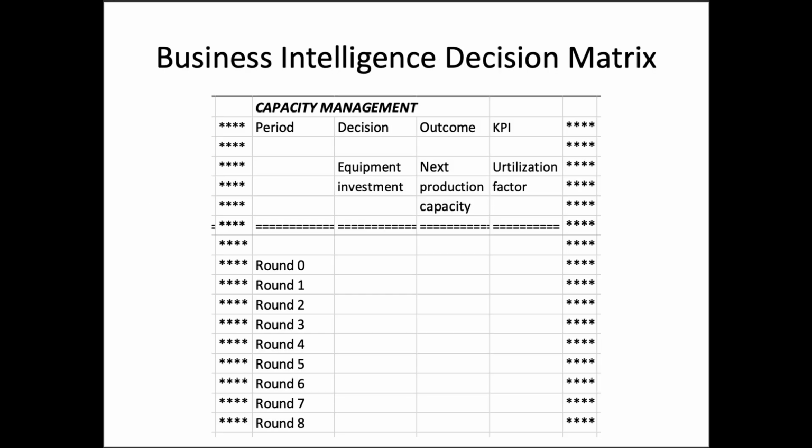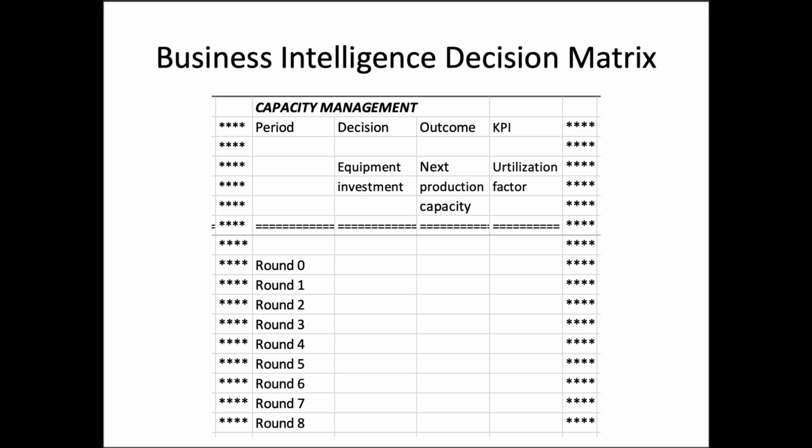You will apply the plan, do, check, adjust cycle to make decisions in the operations of the company over multiple business periods. You will generate a business intelligence decision matrix like this one as a tool to help you make sound and logical decisions in capacity management.